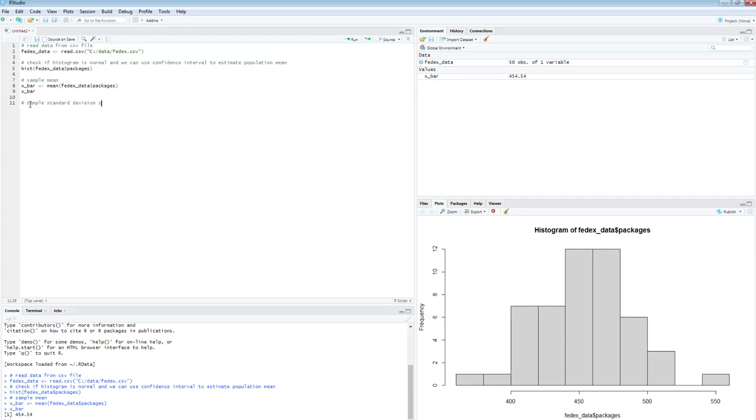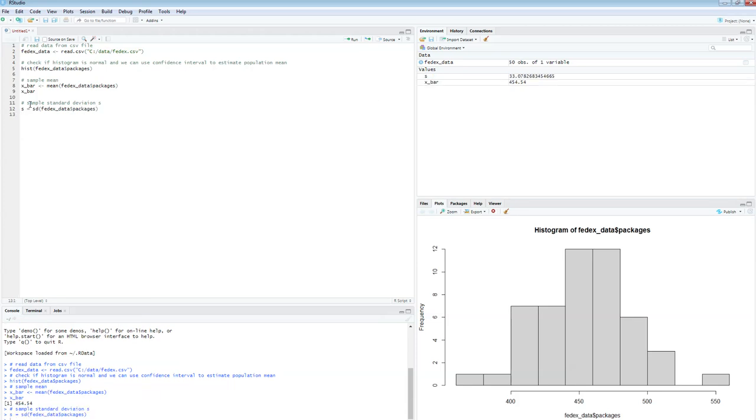Deviation S, right? That's what we use for sample standard deviation. So S is, if you remember, the function sd, and again same data, FedEx$packages.